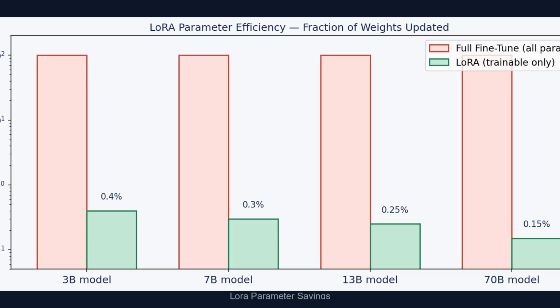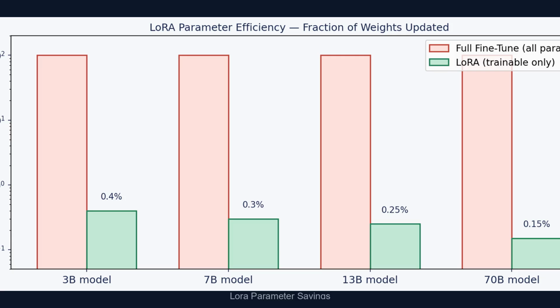This bar chart shows the fraction of total parameters that are actually trained under LoRA versus full fine-tuning, broken out by model size. The full fine-tuning bars sit near 100% across the board. By definition, every parameter is updated. The LoRA bars tell a different story. 0.4% for a 3B model, dropping to 0.3% for 7B, 0.25% for 13B, and 0.5% for 70B.